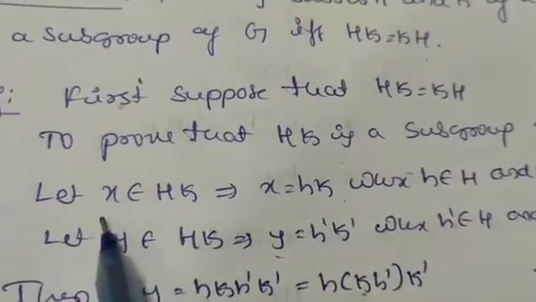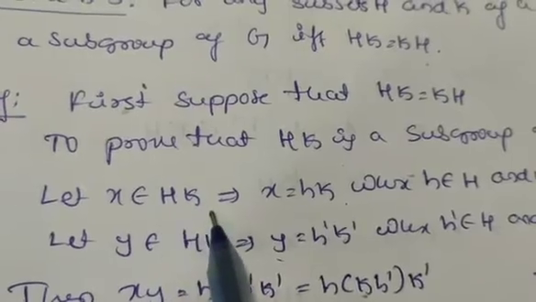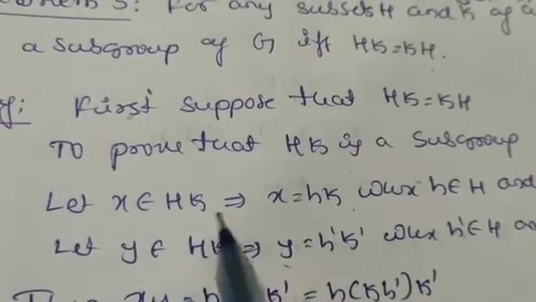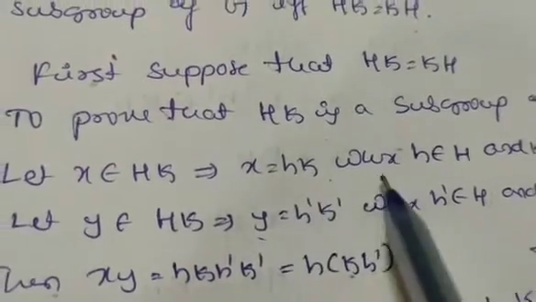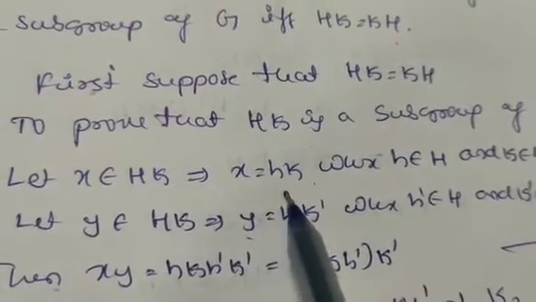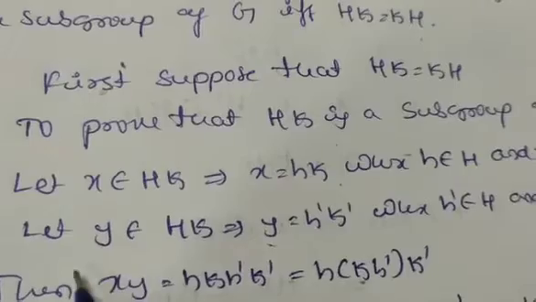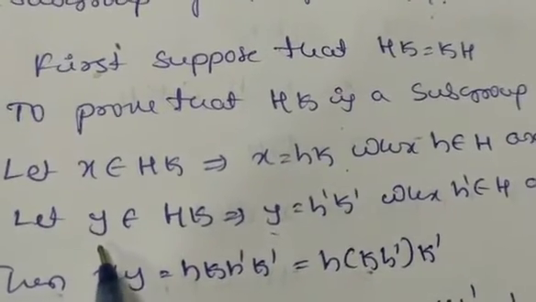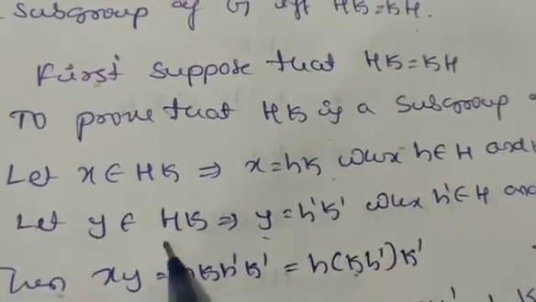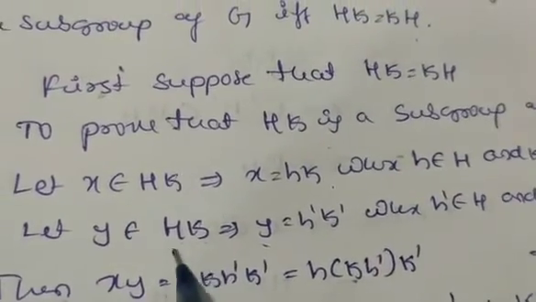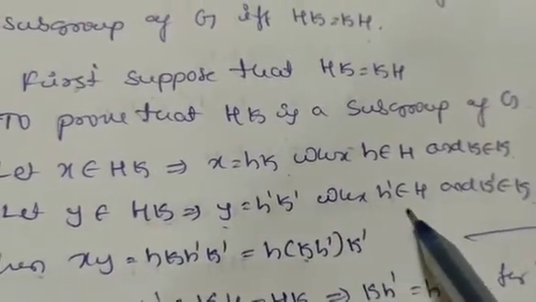Because here x belongs to HK, the elements of HK are h1k1, h2k2, etc. So let us take one element x equals h into k, where h belongs to H and k belongs to K. Take one more element y belongs to HK. This implies y is equal to h dash k dash. Again the element is in the form of h into k only, where h dash belongs to H and k dash belongs to K.